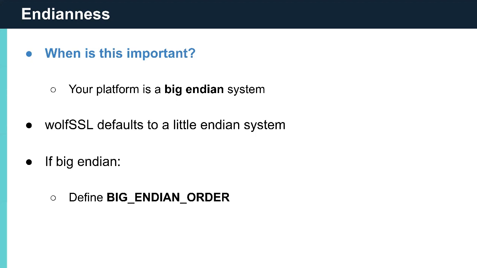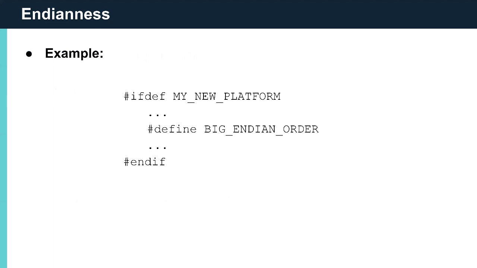So endianness, when is this important? This is important if your platform is a big endian system, because wolfSSL's default configuration assumes a little endian system. So it's a quick fix. If you're on a big endian system, you define BIG_ENDIAN_ORDER. So there's an example of defining that inside of your own MY_NEW_PLATFORM section.